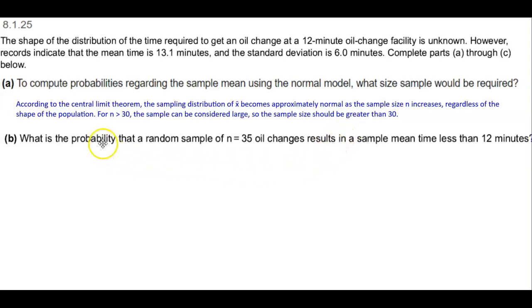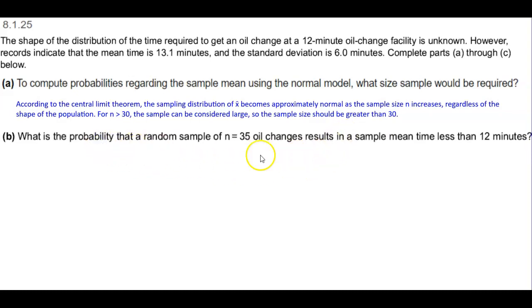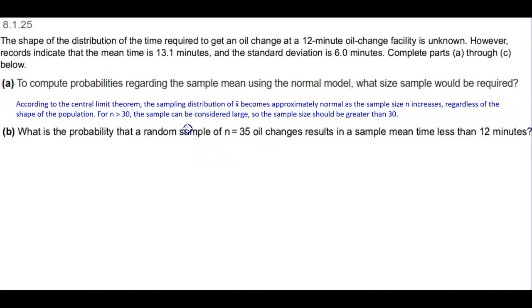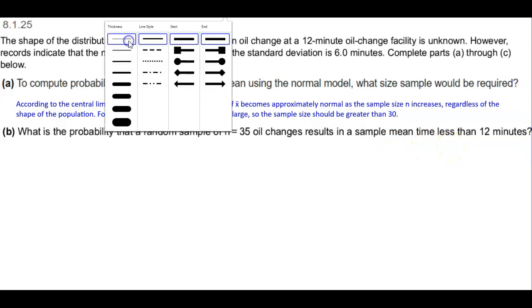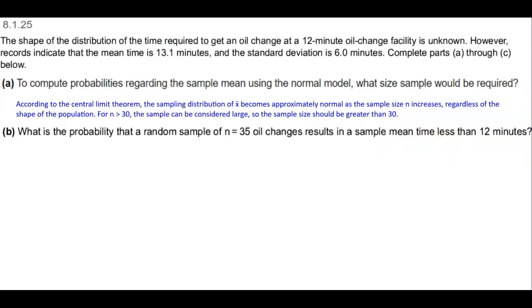Okay, next it says, what is the probability that a random sample of n equal to 35 oil changes results in a sample mean time less than 12 minutes? So first thing is we need to determine, what is the mean of the sample mean? Well, the mean of the sample mean is going to be the same as the population mean. So the sample mean is going to be 13.1.